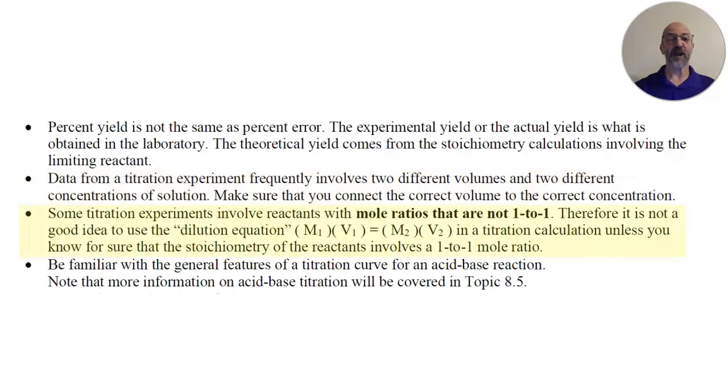Some titration experiments involve reactants with mole ratios that are not 1:1, so it's not a good idea to use the so-called dilution equation, or M times V equals M times V, in a titration calculation unless you know for sure that the stoichiometry of the reactants involves a 1-to-1 mole ratio. So I hesitate to teach you that shortcut of M times V equals M times V. I would rather you do volume times molarity equals moles, and then look at the coefficients to go from moles of one chemical to moles of another.